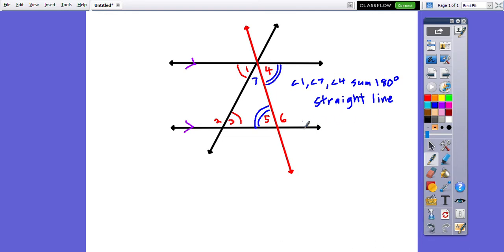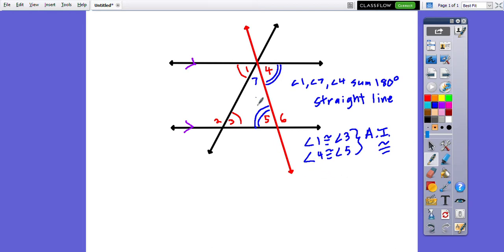Okay, this is a very rough proof. So 1, 7, and 4 do that. But we also know 1 and 3, and 5 and 4, are congruent. So let's just state that. Angle 1 is congruent to angle 3, and we know angle 4 is congruent to angle 5. The reason we know that is because alternate interior angles are congruent when the lines are parallel. I'm going to state that: alternate interior angles are congruent.